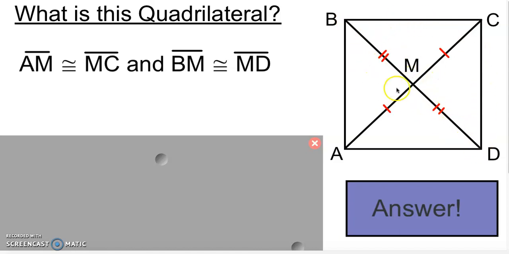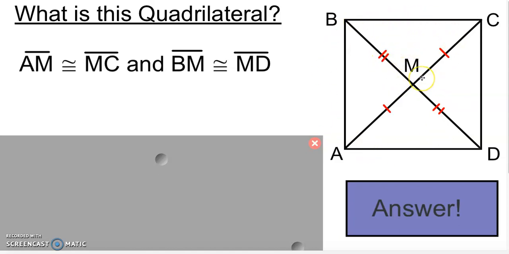So the diagonals here are bisecting each other. Diagonal BD is bisecting diagonal AC. The diagonals are not congruent to each other. Even though they might look like they're 90 degrees, that information is not given. You can't assume this is 90 degrees because it's not listed as a right angle, and there are no other angle measures to figure this out.